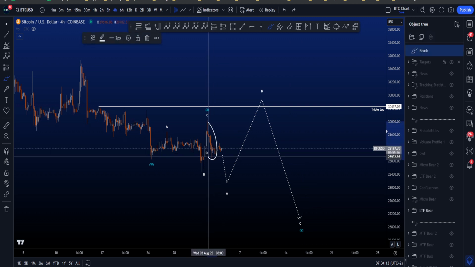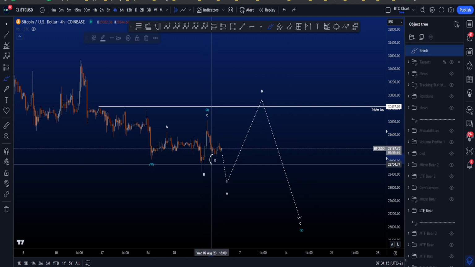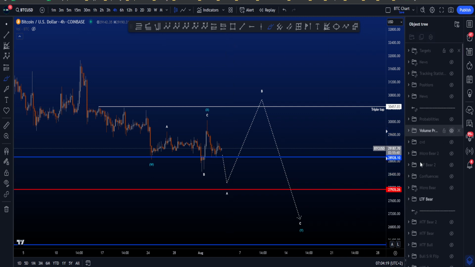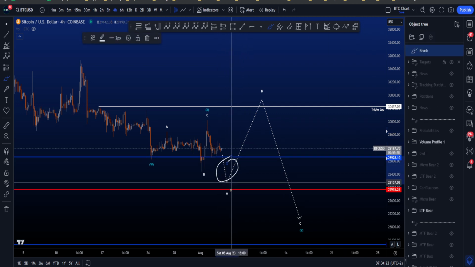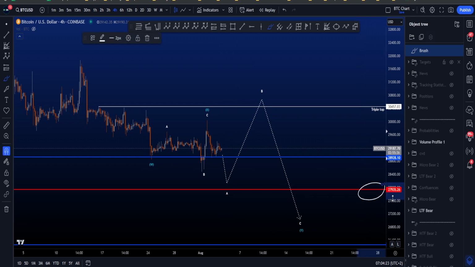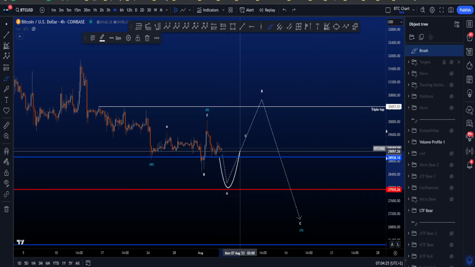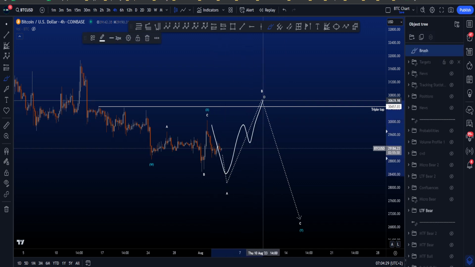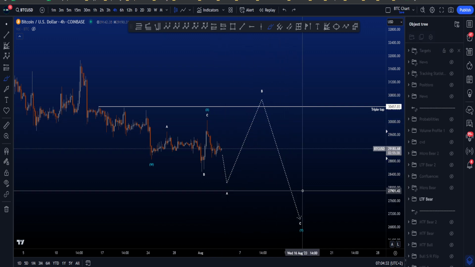We do already have a three-wave structure over here, which could be the low of a wave A, but I think it would be nice for wave A to go a little bit deeper as we then enter this volume profile range, maybe bounce on the point of control 27.9k for then a three-wave move to the upside, as this pattern is a 3, 3 and then a 5-wave move to the downside.